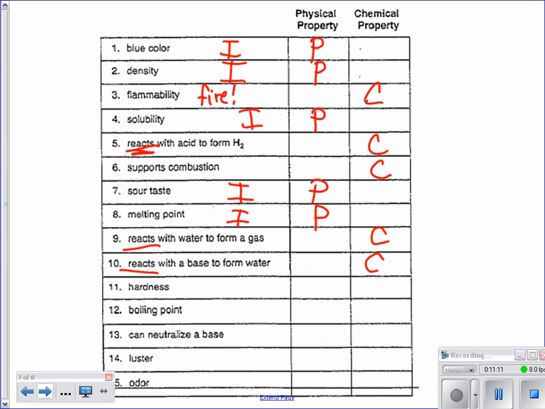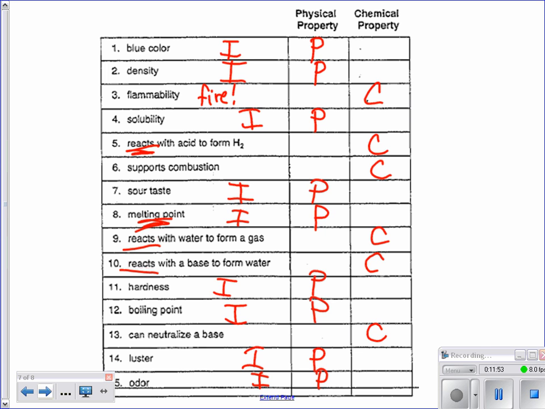Hardness. What do you think? Physical. Boiling point, that's the same as melting point, right? So that's going to be physical. Again, these are intensive. It doesn't have anything to do with how much of that stuff you have. Can neutralize a base. Chemical. So eventually we'll start talking about how acids and bases, that's a neutralization reaction. They form a salt plus water. Okay, luster, that means shininess. Physical. Again, that's going to be intensive. And odor, physical. And that would be intensive is what we're going to go with there.